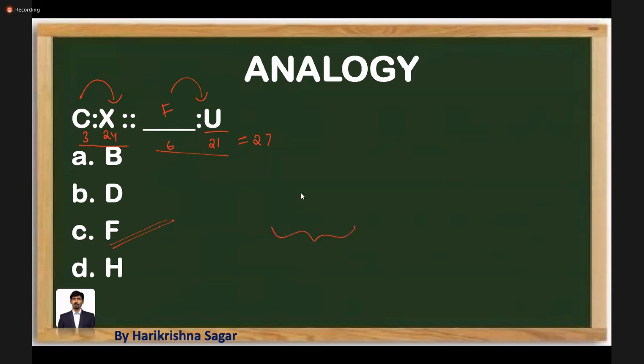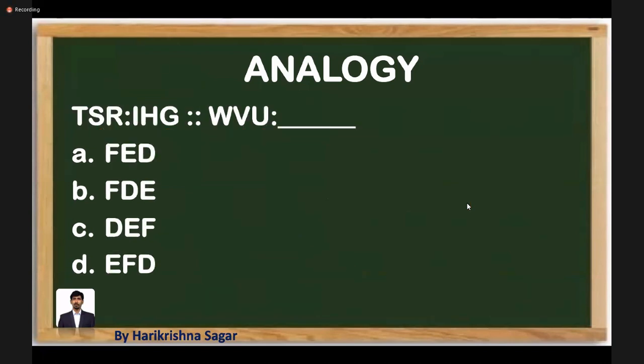So in the first pair, C and X is there. If you take the sum of the positions, that is equal to 27. The next one should match with 27. Already 21 is given. This must be 6. That must be F. Mark your answer as this. Look at the next question.